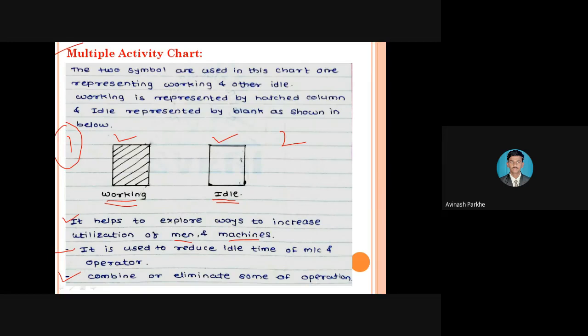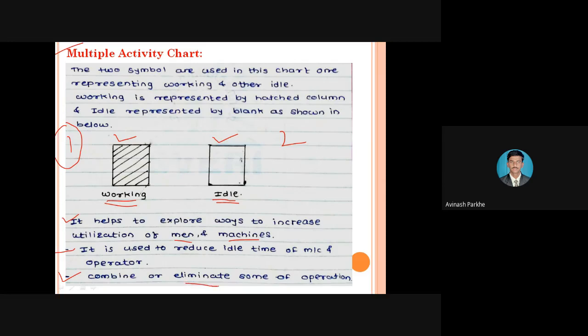So if 2-3 operations are performed by using the same machine only, you can perform all those operations by using the single machine only, which means we have combined those operations. For example, for operation number 1, we are using machine number 1. Operation number 2, machine number 2. Operation number 3, machine number 3. That means for 3 operations, 3 machines are required. But if it is possible to perform all 3 operations by using a single machine only, then for combining those operations, this multiple activity chart also plays a very important role.